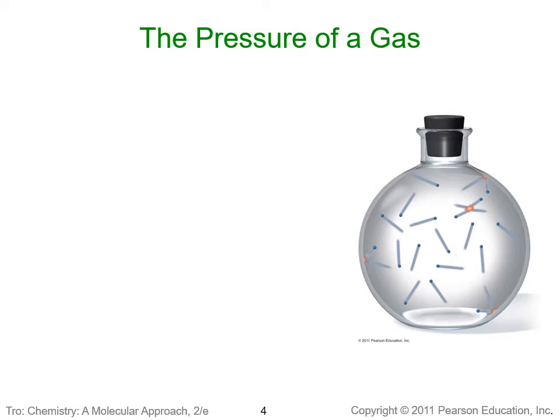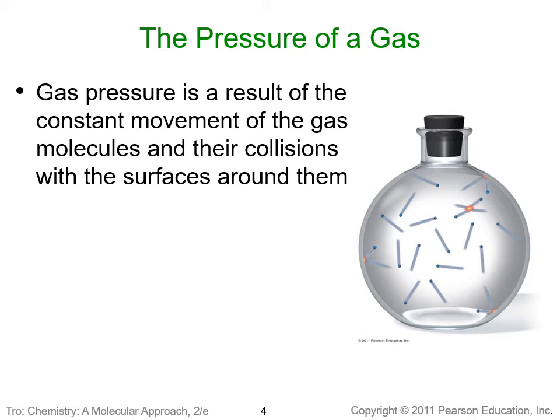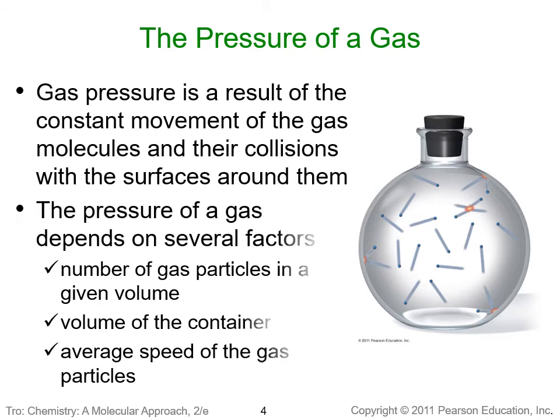So the pressure of a gas depends on many things. It's a result of that constant movement of particles and their collisions with things around them. It does depend on the number of particles in a given volume, so that will be moles. It depends on the volume of the container and also the average speed of the particles. And that average speed is related to the temperature that those particles are at.